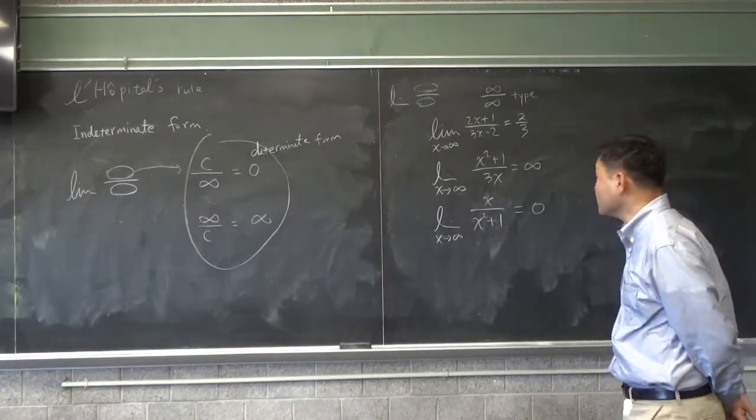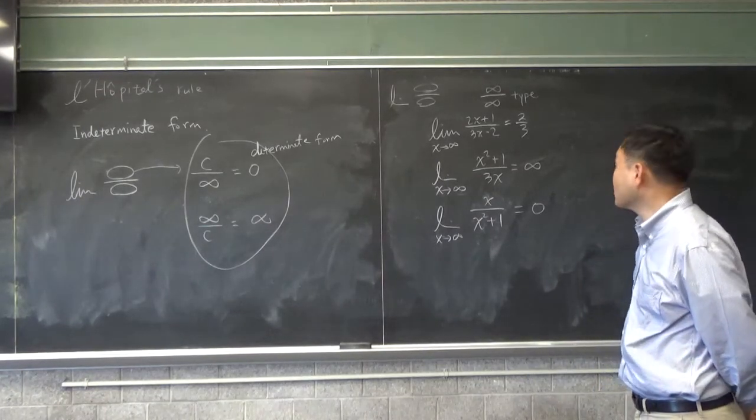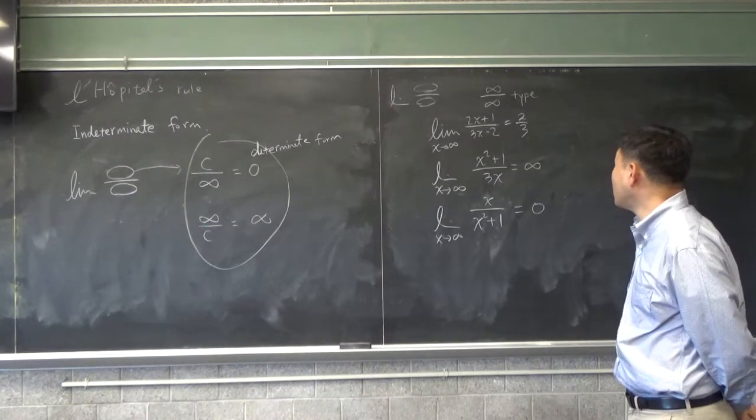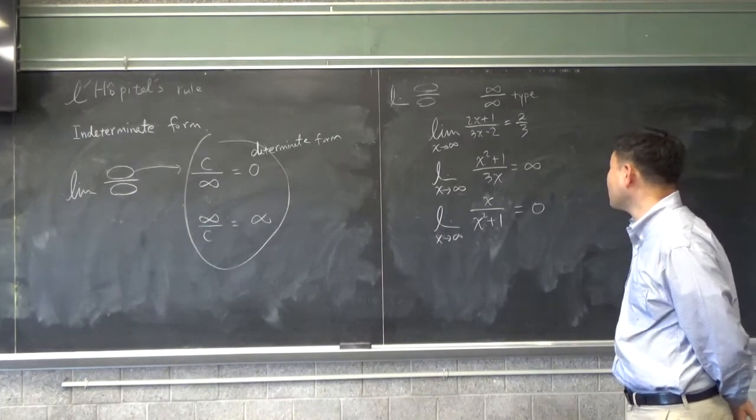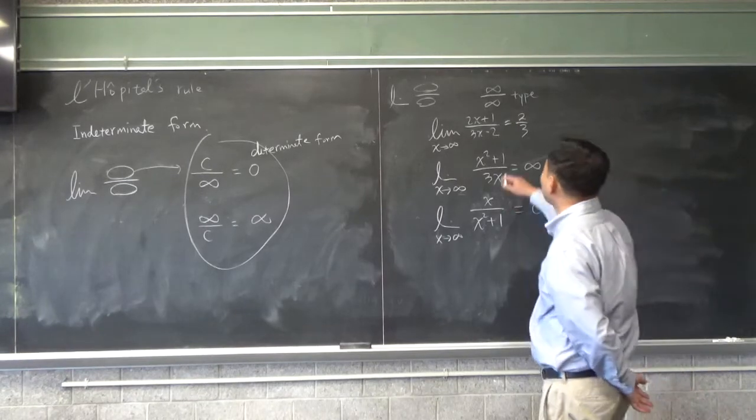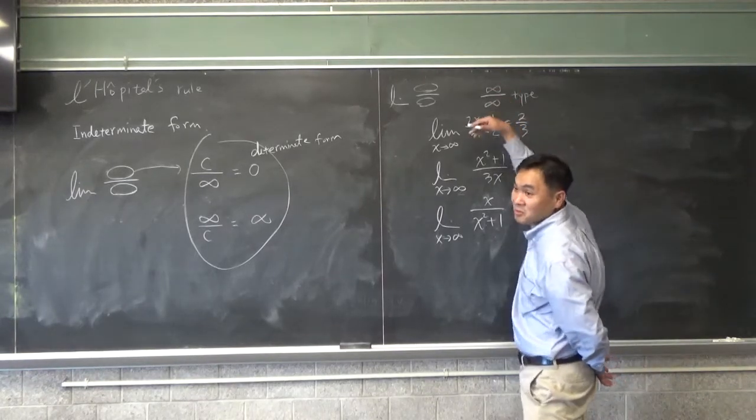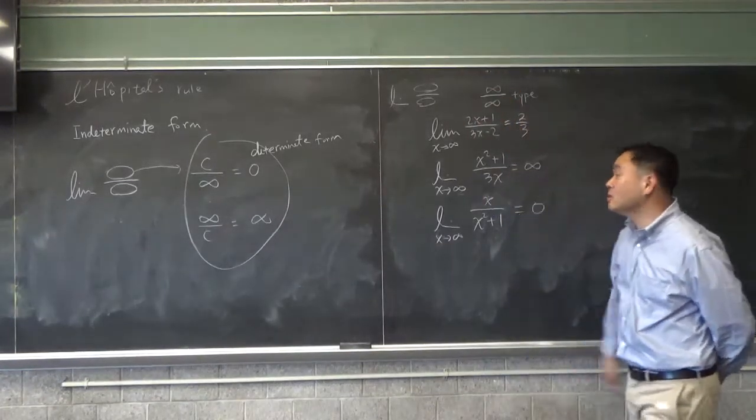There's not one that goes to negative infinity, right? Can it go to negative infinity? Well, I guess when I write it like this, it would be positive over positive, so it can't have a negative value.